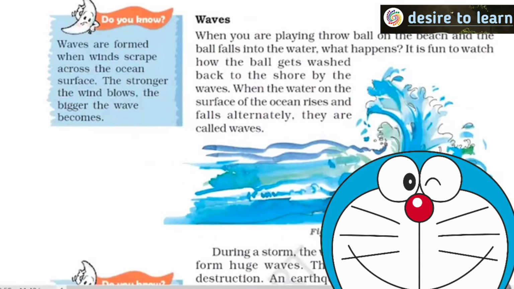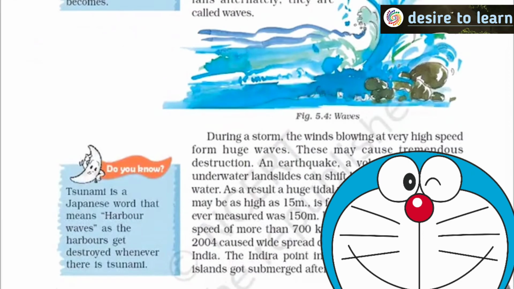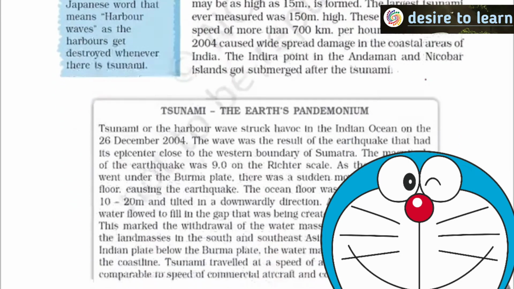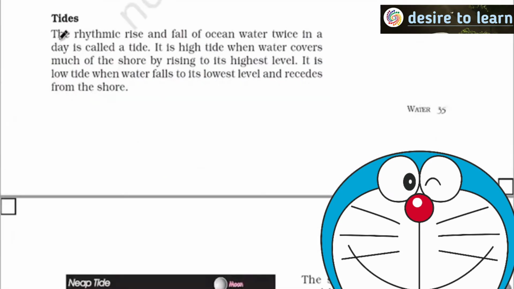So first, you have waves, which I have already told you. Then I have to explain tsunami. I'll just come to tsunami. But before that, I want to show you tides. The rhythmic rise and fall of ocean water twice in a day is called tide. Why twice in a day?